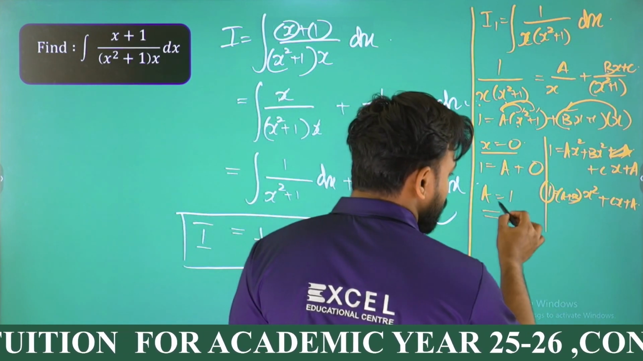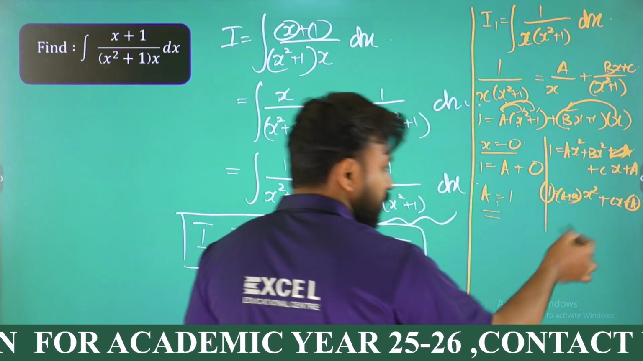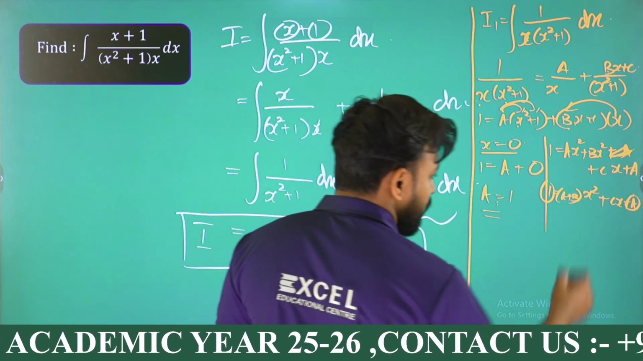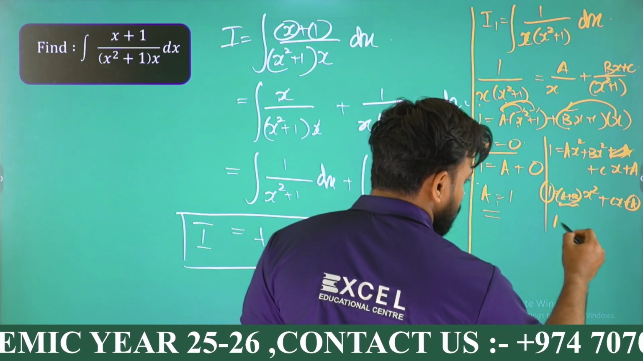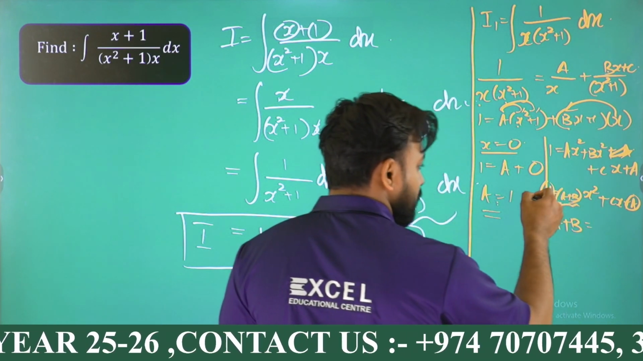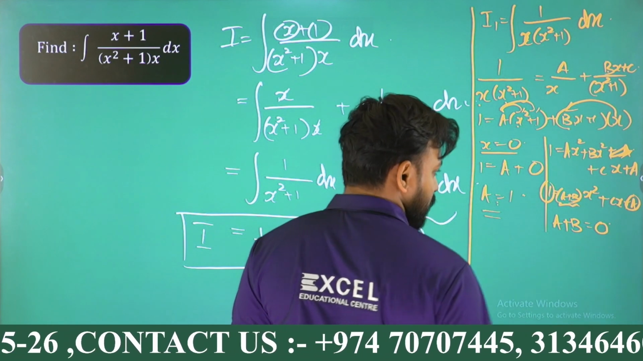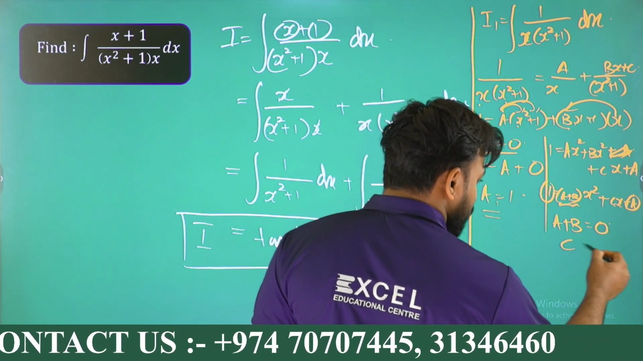Ready? So we already got a is 1. When you are equating the constant term, you will get what? 1. And a plus b is the coefficient of what? X square. We don't have an x square term at the left side, so we can write it as 0. And c also becomes what?